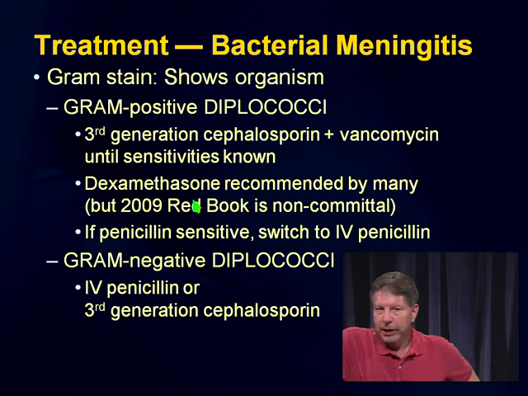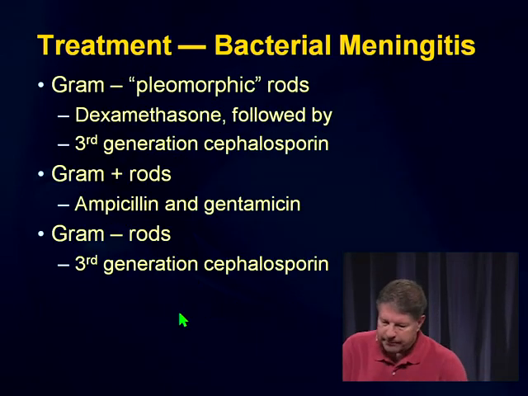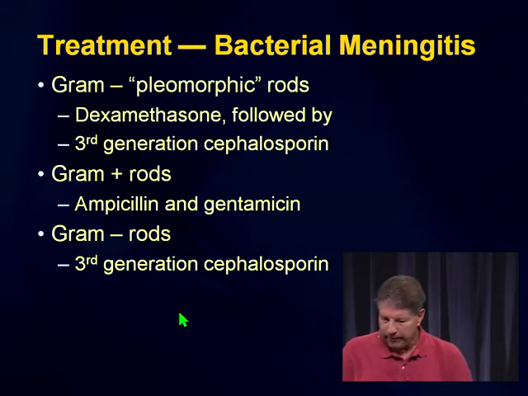Gram-negative diplococci, that's meningococcus. You can use pen or third generation. Probably they'll give you third generation initially. The pleomorphic rod is H. flu. This is the one for sure you use steroids, and then you give the third generation cephalosporin. Gram-positive rod, that's Listeria. Ampicillin and gentamicin is a treatment for that. And for a gram-negative rod, you're going to use a third generation cephalosporin.